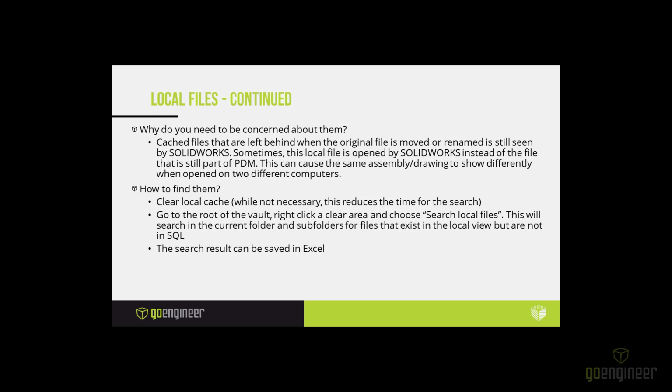How do you find them? Okay, so the first step would be to clear your local cache. While that's not necessary, it does reduce the time that it takes to do the search. And then go to the root level of your vault, right-click a clear area, and choose Search for Local Files. This will search in the current folder and all subfolders for files that exist in the local view but are not in SQL. And when done, the search result can be saved in Excel.